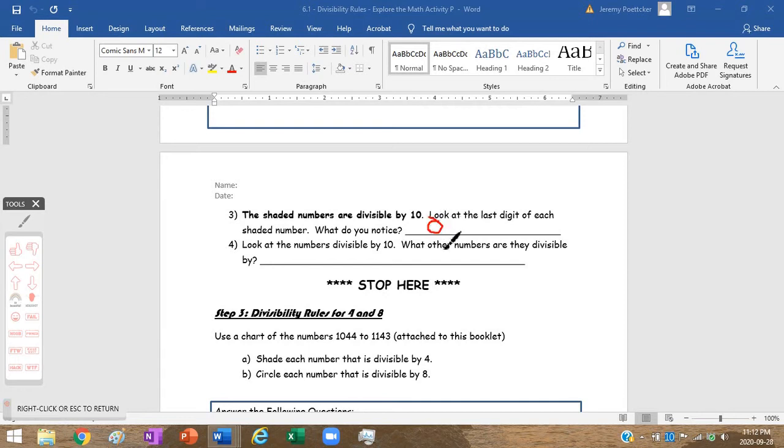Shaded numbers are divisible by 10. Look at the last digit of each of those. What do you notice? Guess what? It's a 0. Look at the numbers divisible by 10. What other numbers are they divisible by? You should notice that all of them have a circle and all of them have an X, which means they are divisible by 2 and 5.